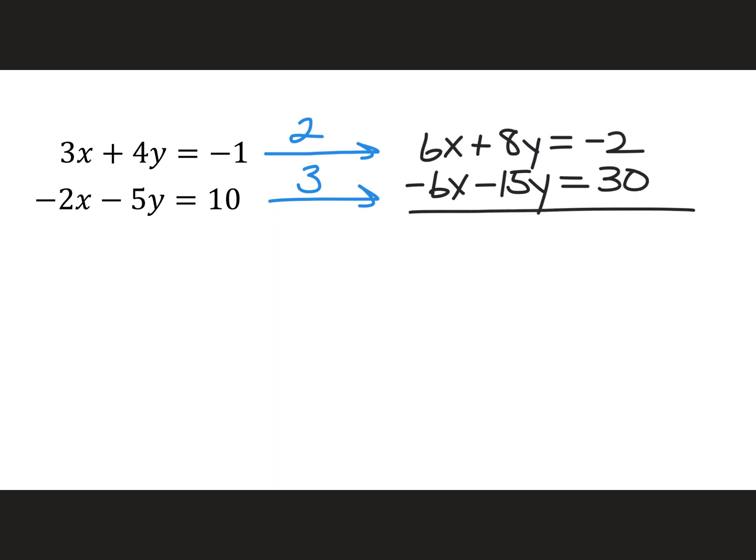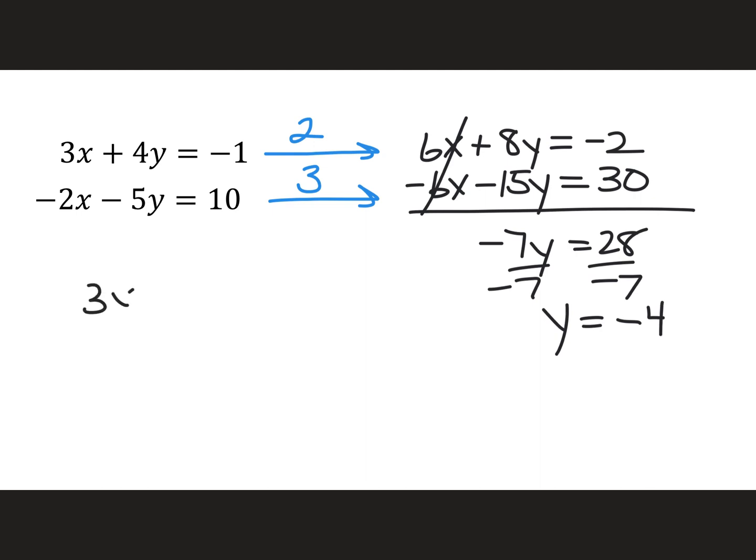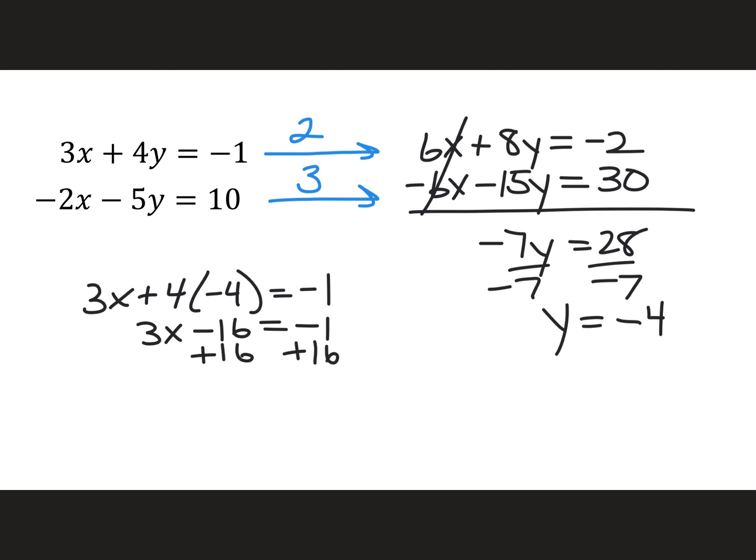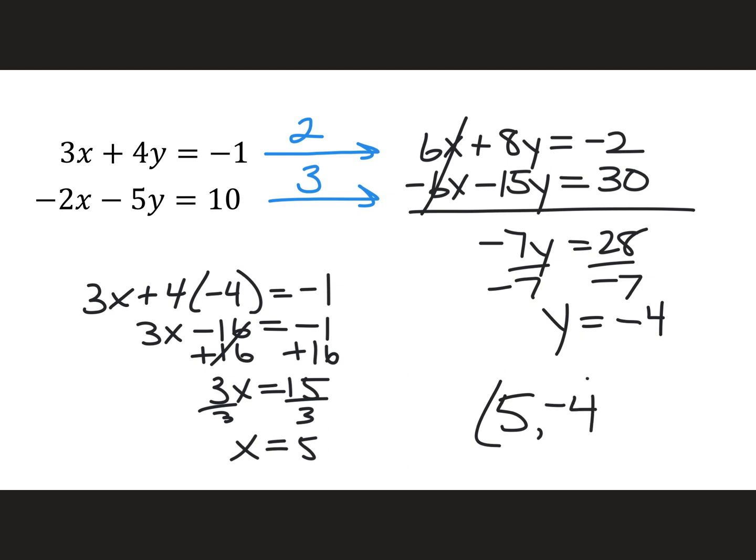All right, x's are going to cancel out. I get a negative 7y. I get a 28. Finish it up. And I have y equals negative 4. I mean, at this point, everything's exactly the same as what we've been doing before. I'm just going to put it back into one of those equations and solve. So 3x minus 16 equals negative 1. Plus 16 plus 16, 3x equals 15, which means that x equals 5. All right. Well, I mean, I stepped it up a notch, but it wasn't that bad, was it?